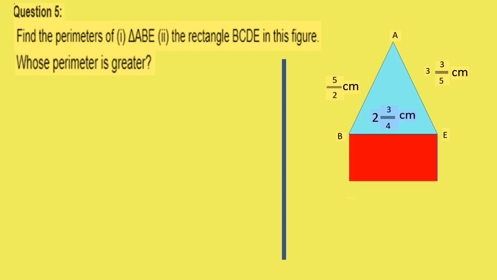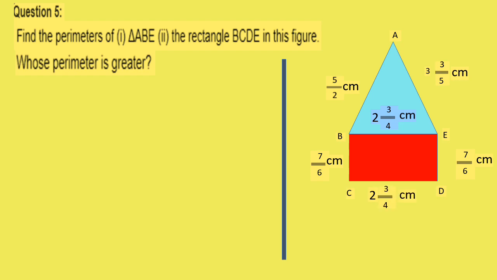Here is the rectangle BCDE and the width of the rectangle is 7 by 6 centimeter. So the base of the triangle will be the length of the rectangle. So length is 3 by 4 centimeter. We know opposite sides of the rectangle are equal. So I am going to write 7 by 6 centimeter here and 3 by 4 centimeter here.